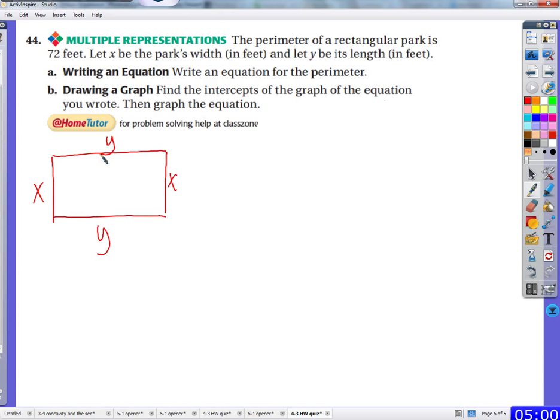So what's the perimeter of a rectangle? What's the definition of a perimeter of a rectangle? Length times width? No. What's length times width? That's the area, length times width.